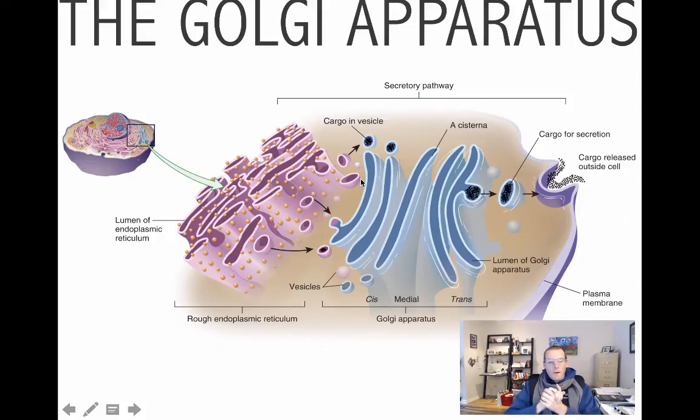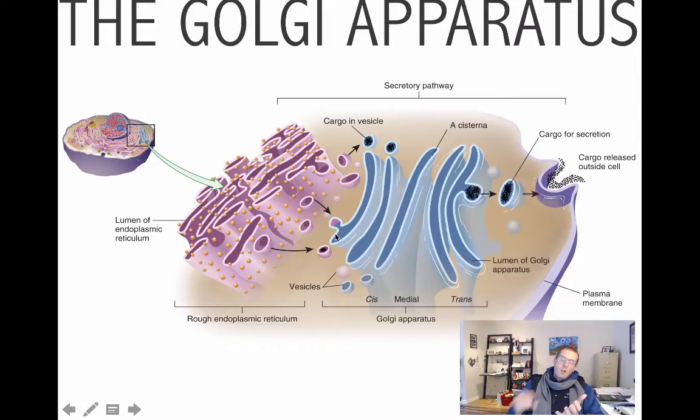And we'll talk about motor proteins and microtubules in a different video. But these proteins, these vesicles, are moving along microtubules on little motors, like little scooters. And so the vesicle comes to this face of the Golgi, which is called the cis face. And so there are three parts: the cis, the medial, meaning the middle, and then the trans, which is the face that is towards the plasma membrane.